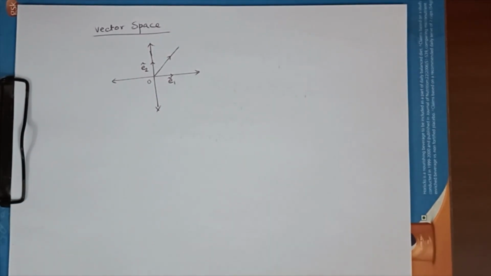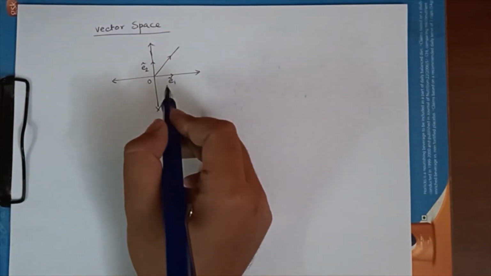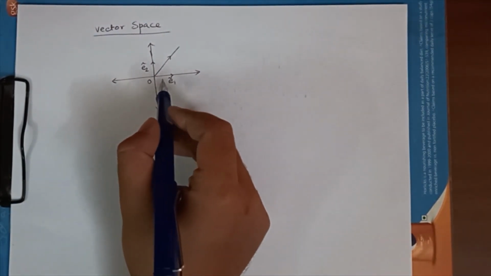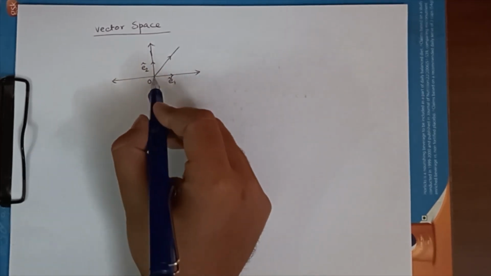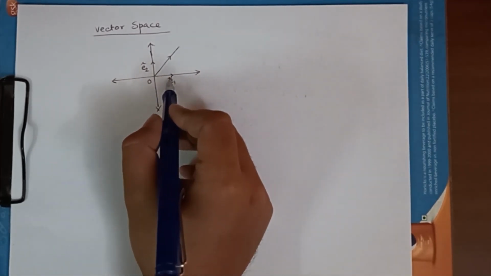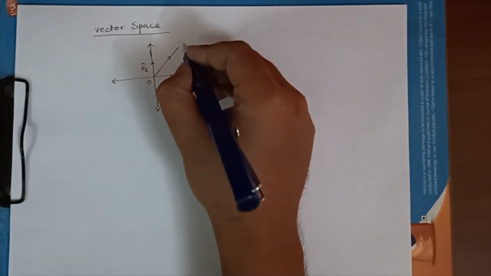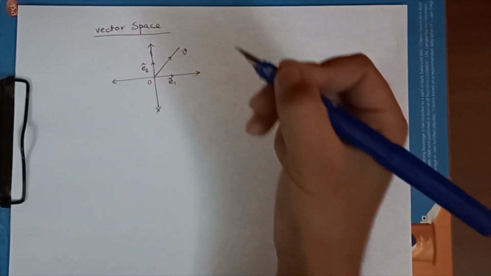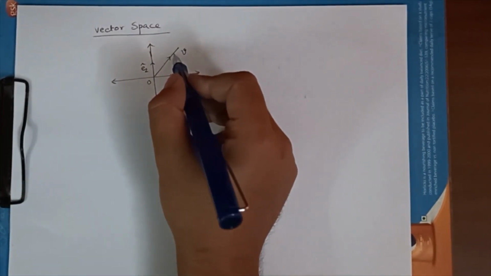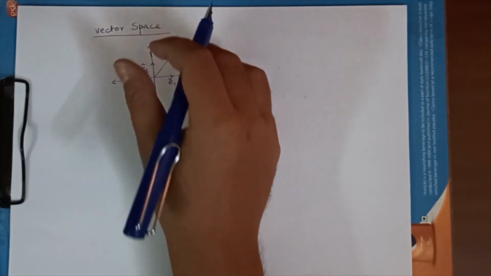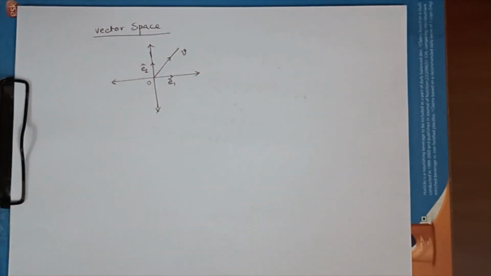What do you mean by unit vector? A unit vector is one whose direction coincides with one of the axes and whose length is 1. Then the given vector, suppose v, is what? It has some length and some direction, right? That is the definition of vector.